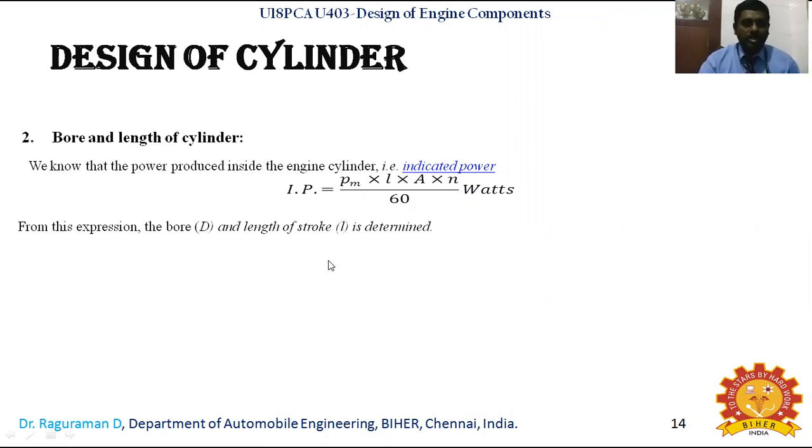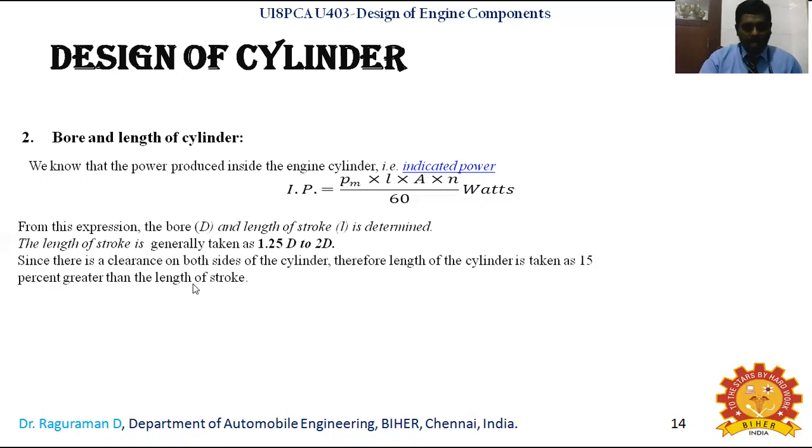And from this expression, we can identify the length of stroke L, as well as the bore diameter of a cylinder, capital D. We can determine them from this expression. So the length of stroke is generally taken as 1.25D to 2D. Either it will be within this range, 1.25D to 2D, or otherwise we can take an average of 1.25D to 2D.